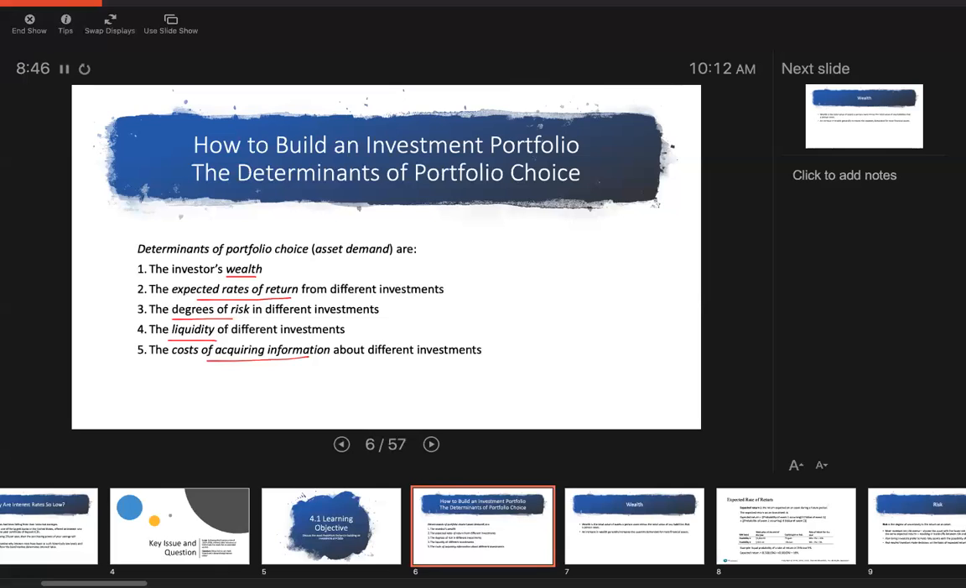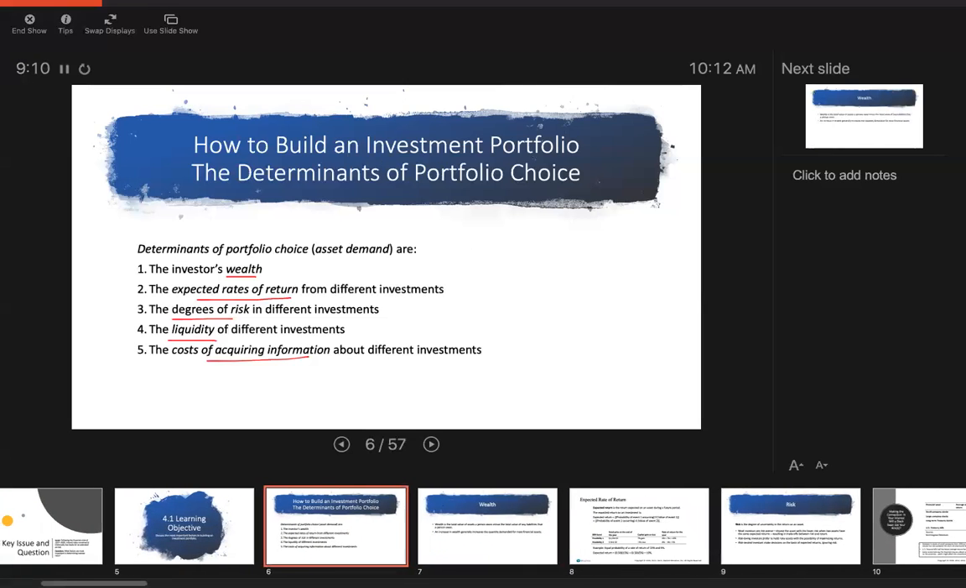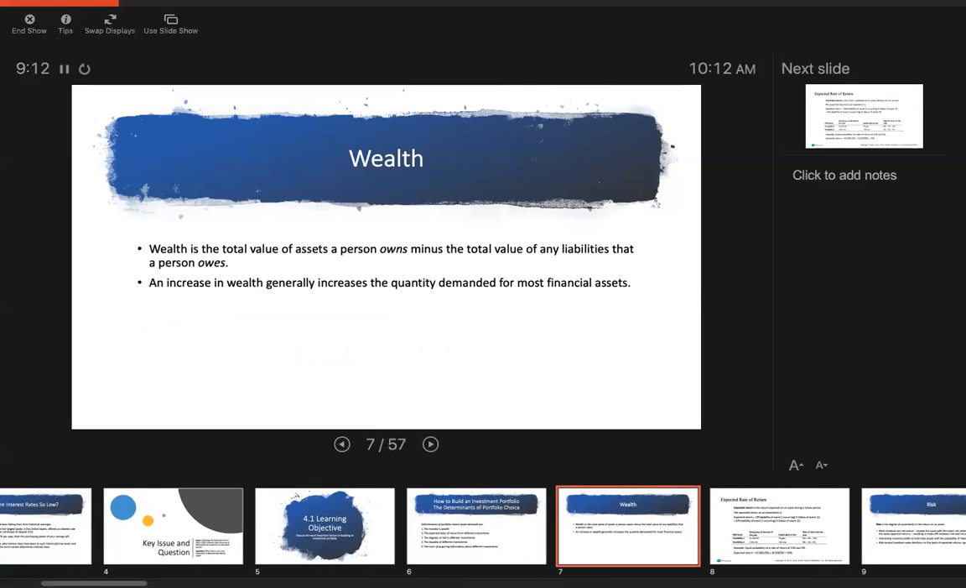So those are the five key things. How much money do you have? What are the expected returns for the different assets? How much risk do I need to carry to invest in each of these different assets? What is my liquidity constraint? Do I value the ability to turn these assets into cash on a short order basis? And what are the information costs associated with putting together these portfolios? Okay. So we'll take each of those determinants in turn and take a look at what happens.